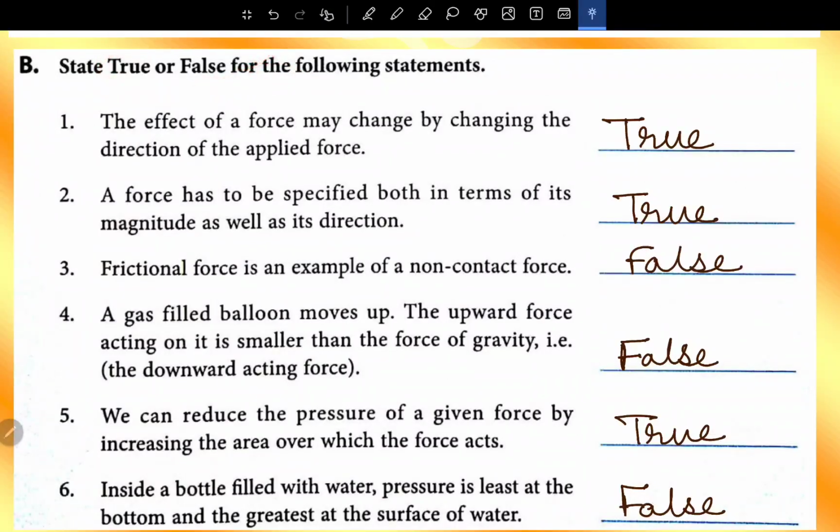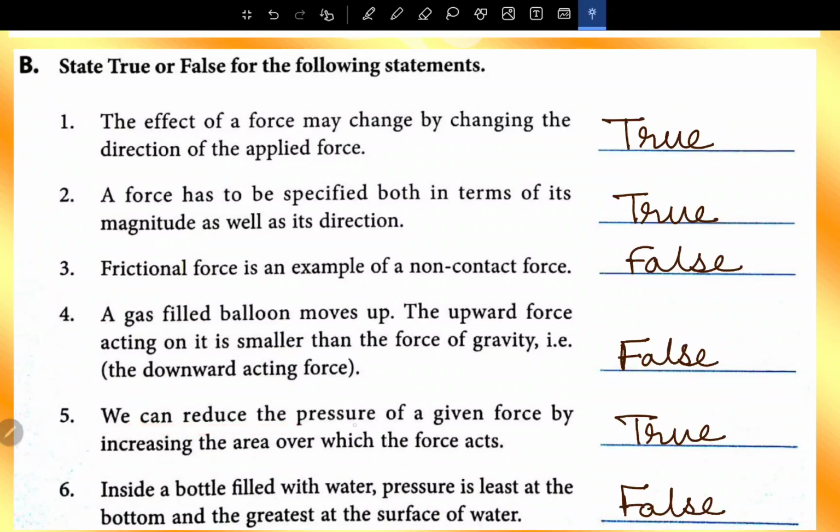This is true and false. The effect of a force may change by changing the direction of the applied force. True. A force has to be specified both in terms of its magnitude as well as its direction. That is true statement. Frictional force is an example of a non-contact force. This is false statement. A gas-filled balloon moves up. The upward force acting on it is smaller than the force of gravity. That is downwards acting force. This is false statement.